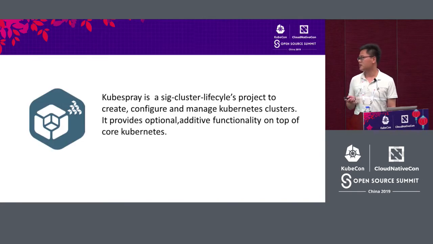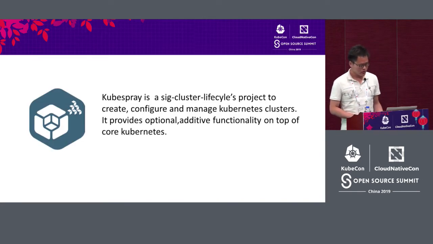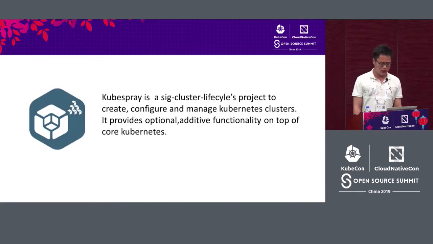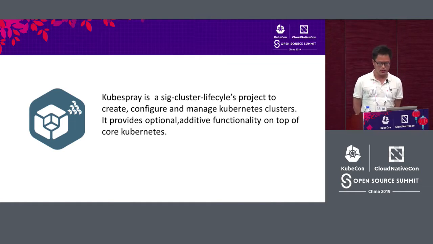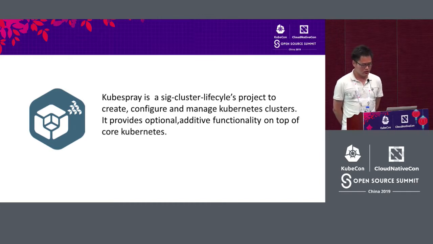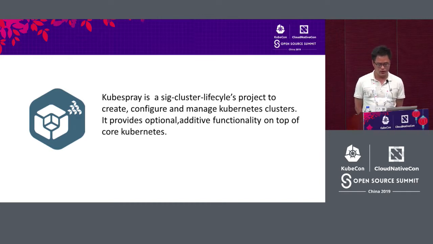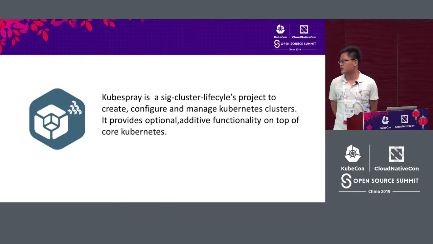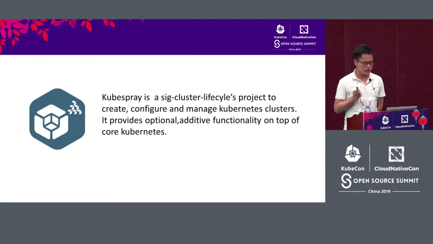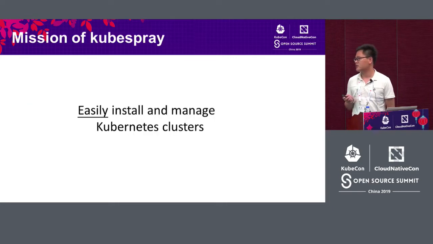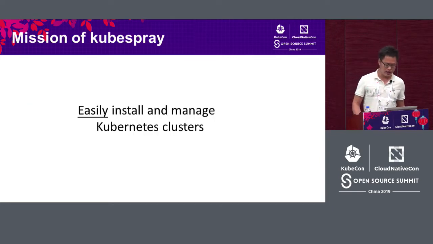First, let's take a look at the Kubespray overview. Kubespray is a sig-cluster-lifecycle project. It's a single cluster lifecycle project that can create, configure, and manage Kubernetes clusters. It provides optional additive functionality on top of core Kubernetes. The mission of Kubespray is to easily install and manage Kubernetes clusters.